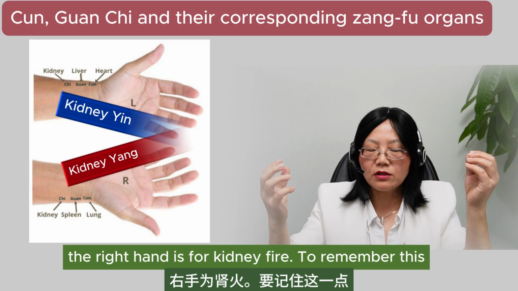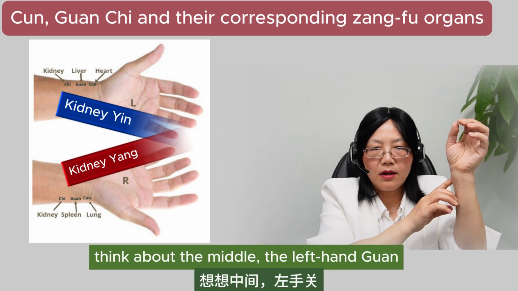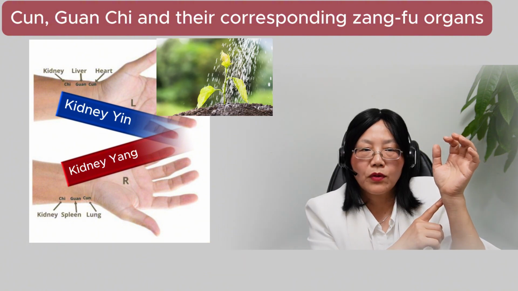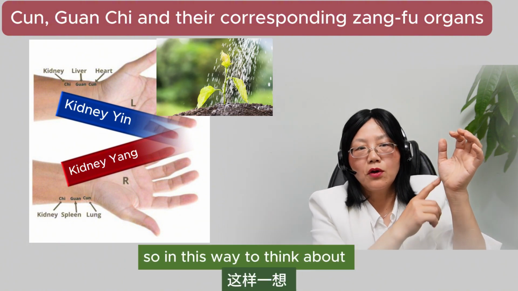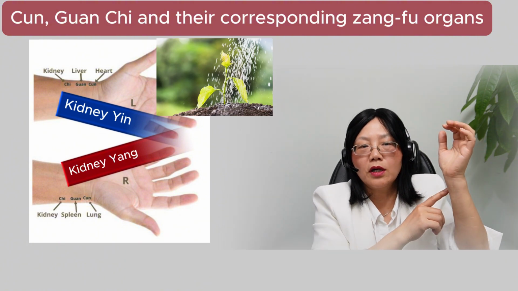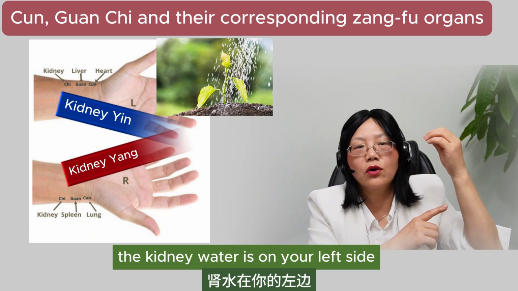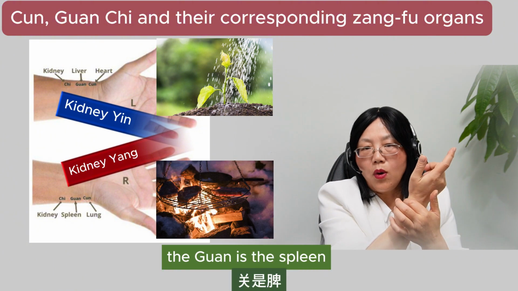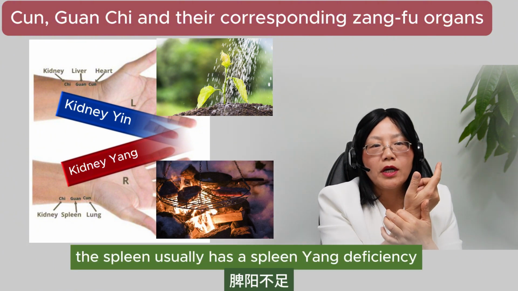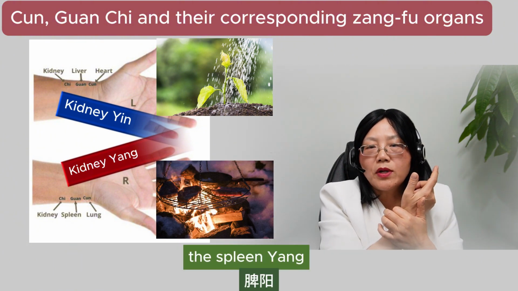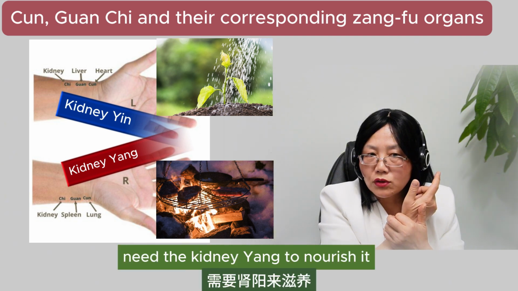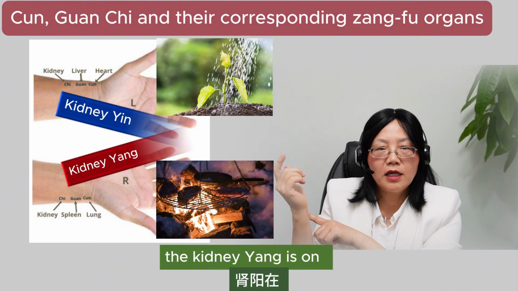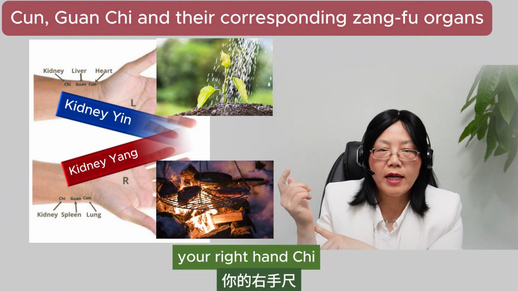To remember this, think about the middle. Left hand guan is the liver, and the liver needs water. Water is the mother of the liver. So in this way to think about it, the kidney water is on your left side along with the liver, and on the right side, the guan is the spleen. Spleen usually has a spleen yang deficiency. The spleen yang needs the kidney yang to nourish it. In this way, it helps you to remember the kidney yang is on your right hand chi.